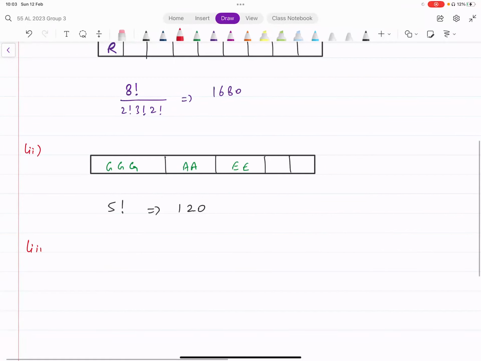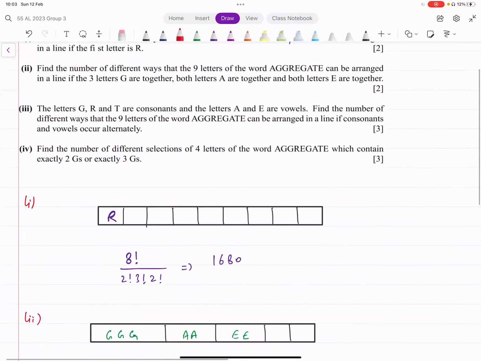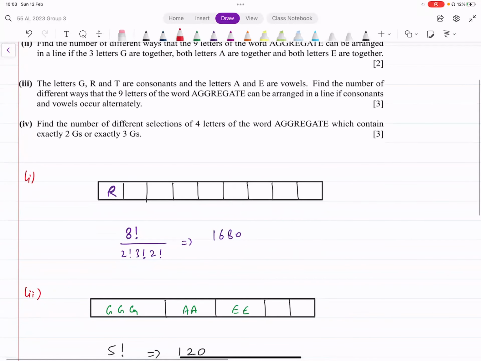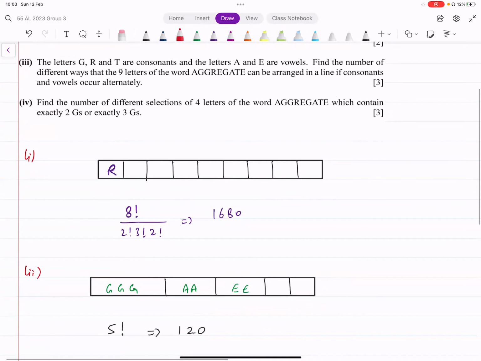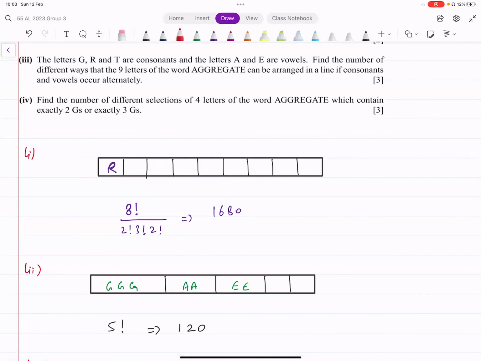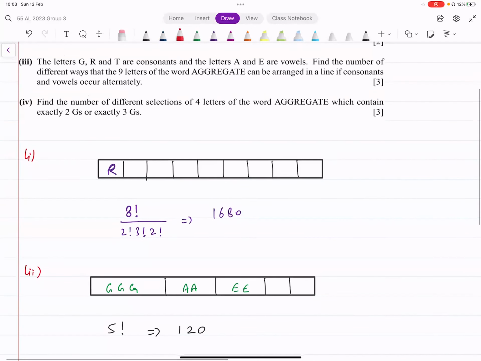Part 3. The letters G, R, and T are consonants, and the letters A and E are vowels. Find the number of different ways that the 9 letters of the word aggregate can be arranged in a line if consonants and vowels occur alternately. Now, how many consonants do we have? We've got G, G, R, G, T. 5 of them, and then 4 are vowels.